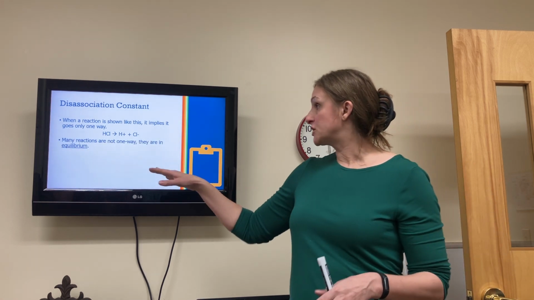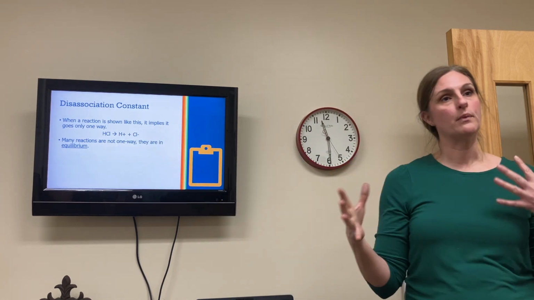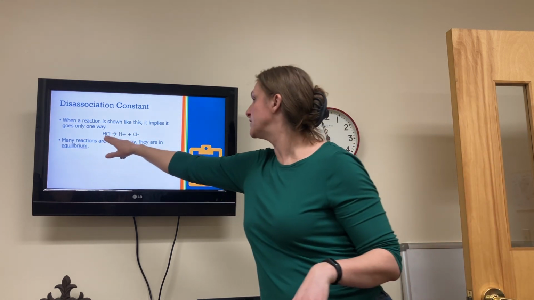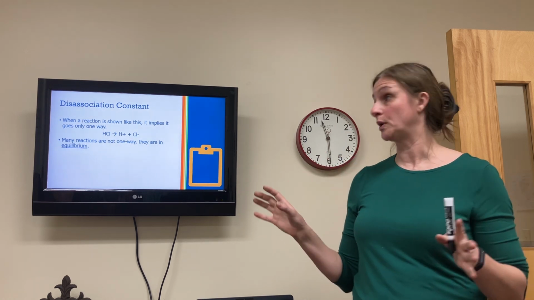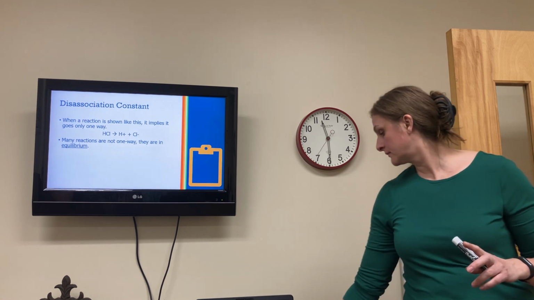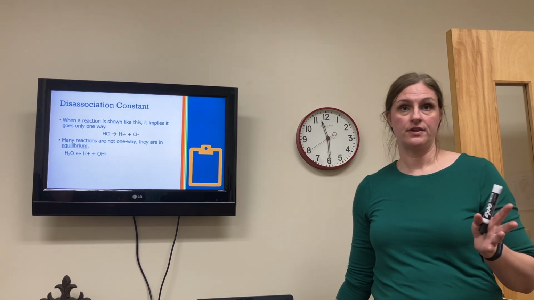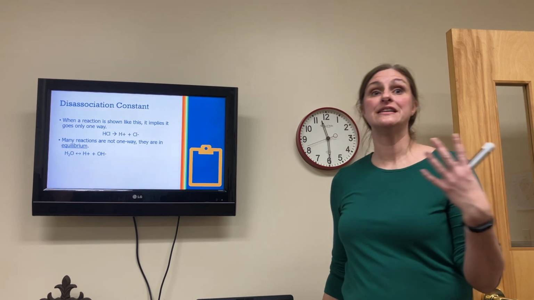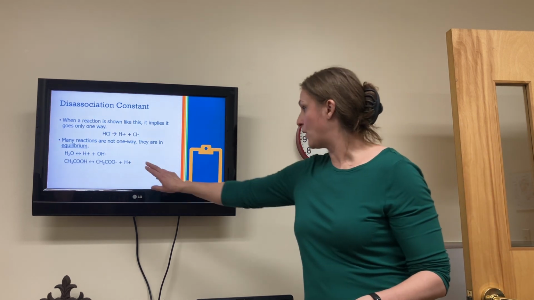All right, so when I have an arrow, it denotes that it's one way, that my hydrochloric acid is going to completely dissociate. It's a strong acid, so that's true. But many reactions are not that way. So like water, it bounces back and forth. If you add more acid to it, you'll end up getting more acid, less base.